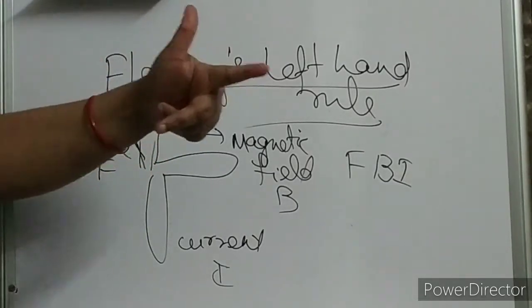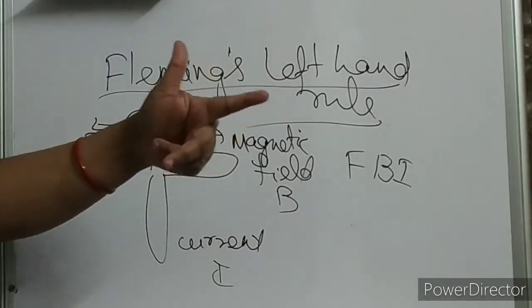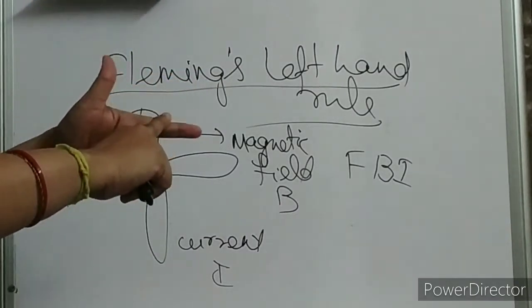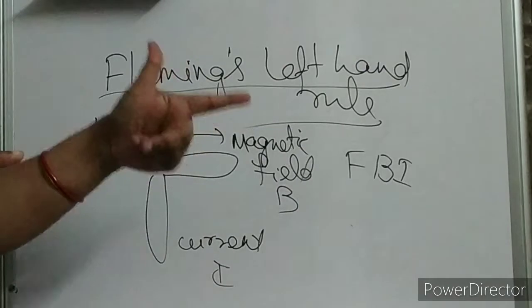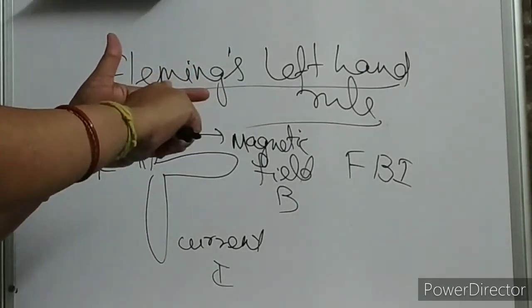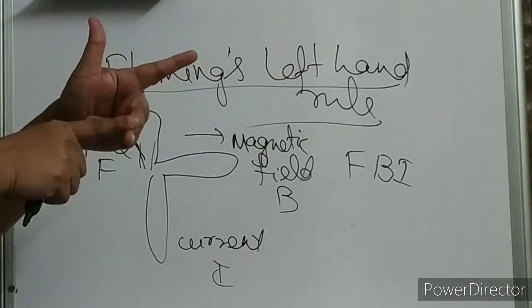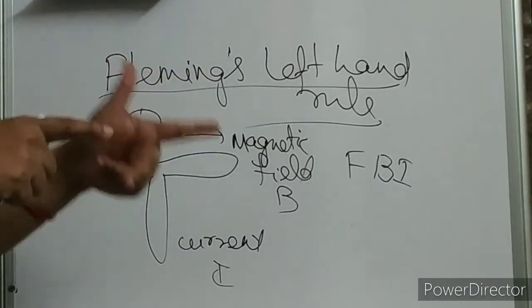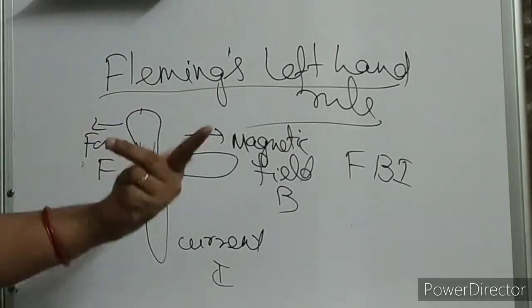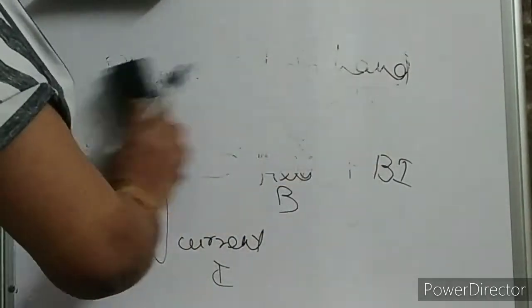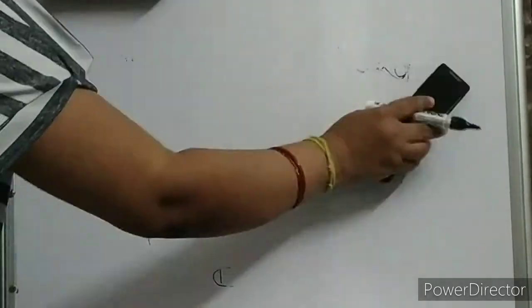What we will do? Use your left hand, and first use the forefinger in the direction of the magnetic field. So first align this finger along the direction of the magnetic field, then use your central finger for the current, then automatically you will get your direction of the force. So let us try to find out. Just as in the previous case, just now we have seen force will be inward into the board.